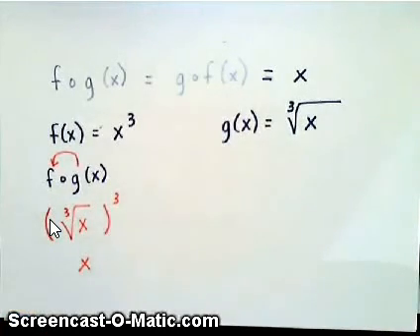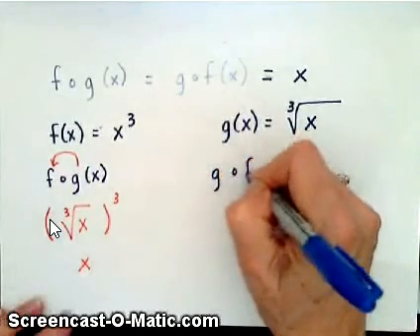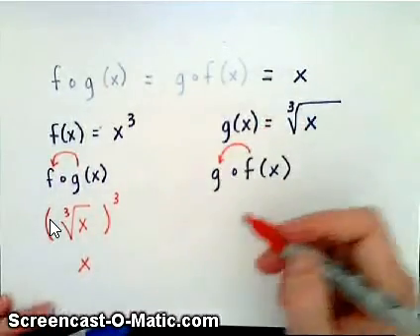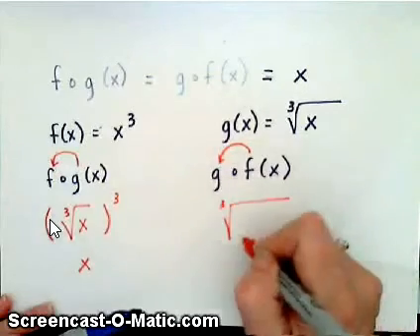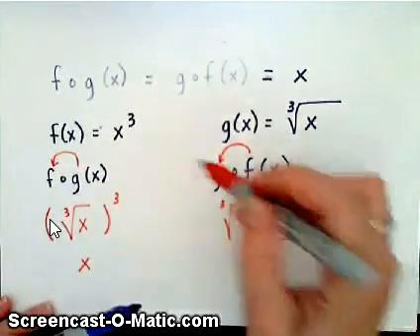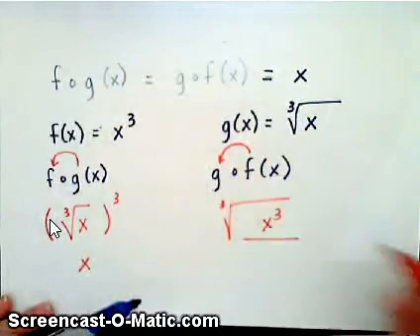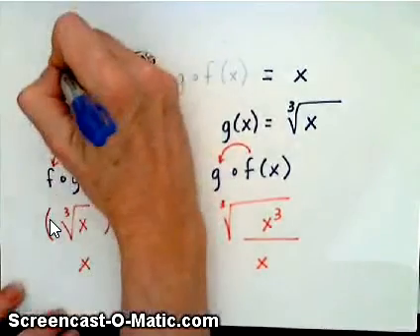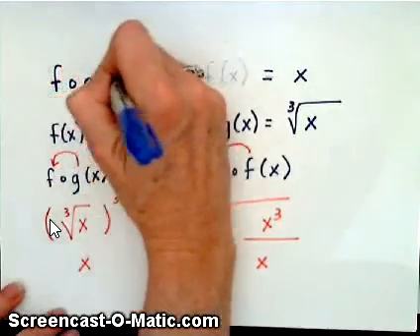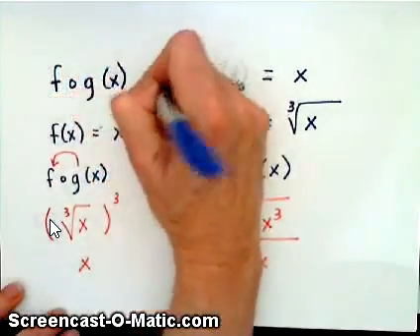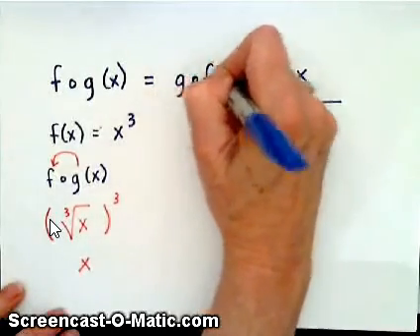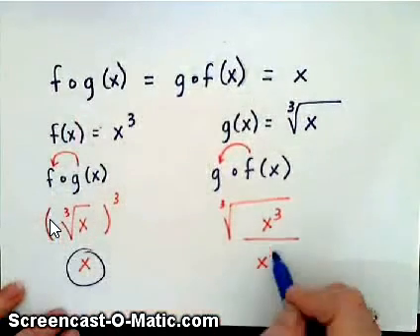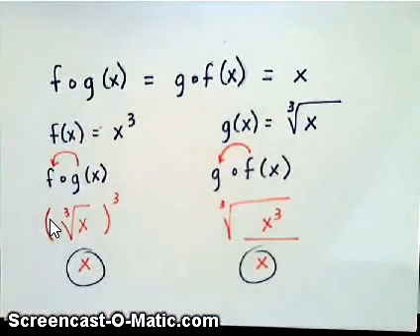Now let's do g composite f of x, which says put the f function into the g. So the g function is cube root of blank. And into that blank, we're going to put x cubed. And the cube root of x cubed is x. So this is what I mean by if f composite g is equal to g composite f, and both of those equal x, you see how the value is x for both of these? Then you have inverse functions.